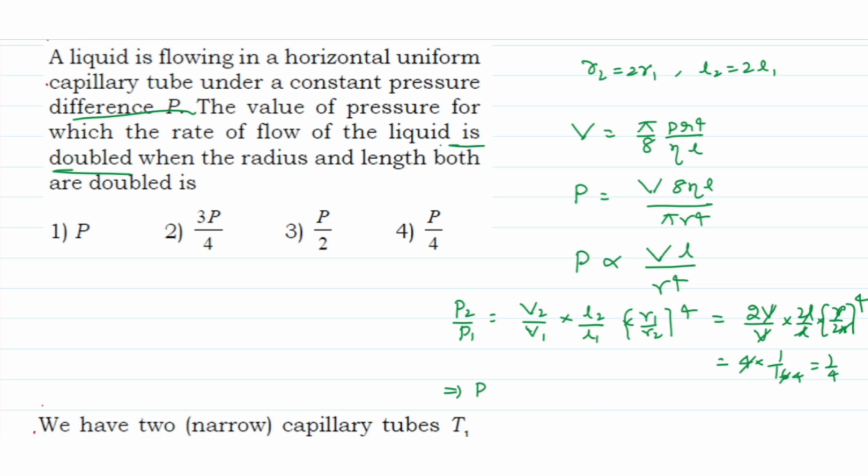That means P2 will be equal to P1 by 4. P1 is nothing but the initial pressure difference given as P, that you have to substitute. So P by 4 is the correct answer.